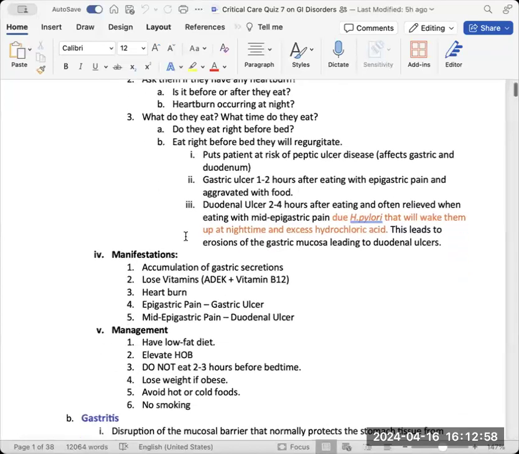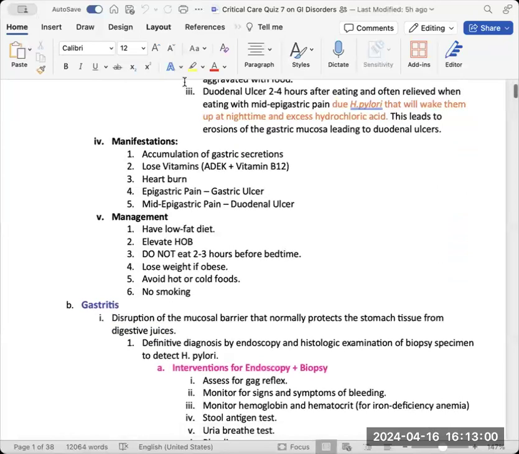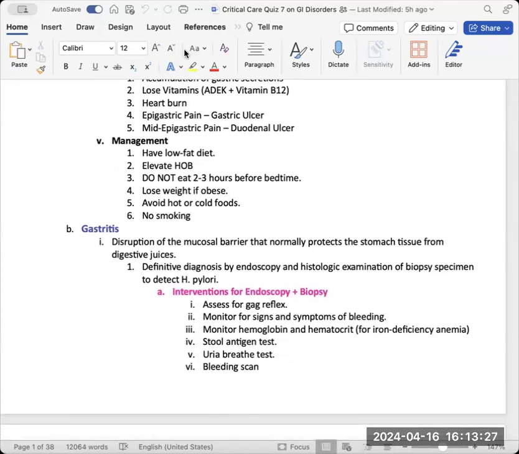Other things to think about that Remy said: manifestations of gastritis include accumulation of gastric secretions, like we've been talking about. Loss of vitamins, especially vitamin B12 with chronic gastritis. Heartburn, especially if we're talking about chronic gastritis, or indigestion if we're talking about acute gastritis. We talked about the different places where we could see pain, and we talked about management.